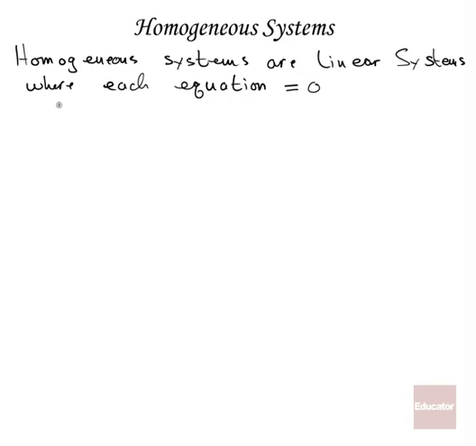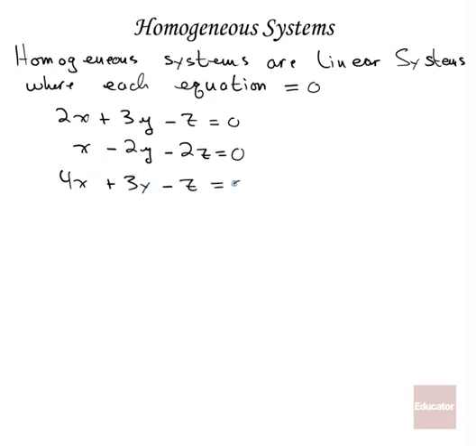So an example would be something like 2x plus 3y minus z equals 0, x minus 2y minus 2z equals 0. Notice everything is 0 on the right-hand side. Kind of makes it a lot easier to deal with. Plus 3y minus z equals 0. So that's it. This is just an example of a homogeneous system. It just means that everything on the right-hand side is 0.